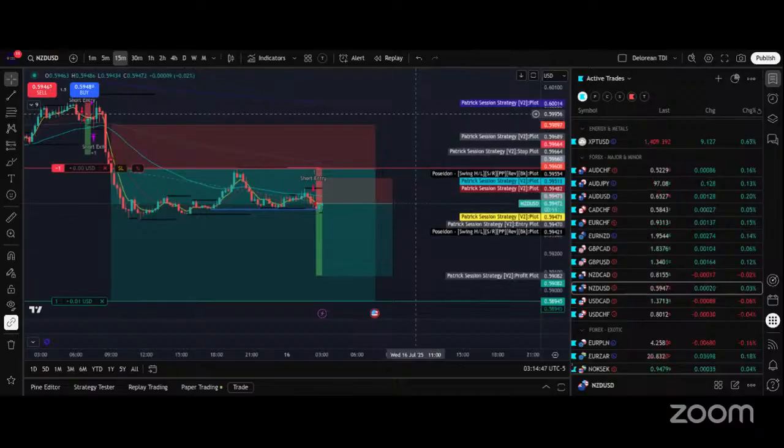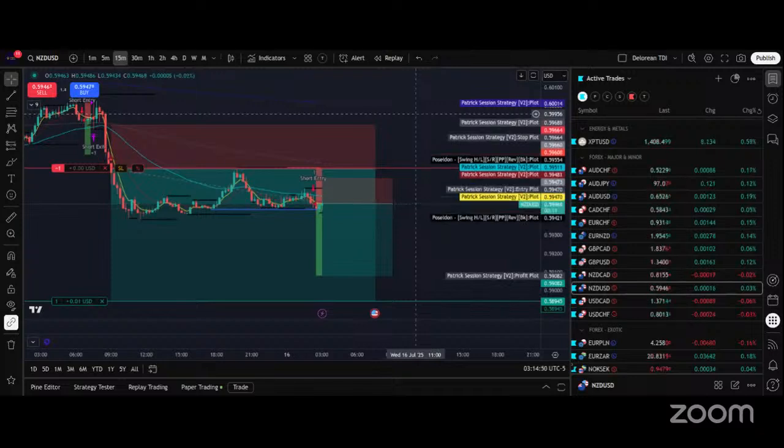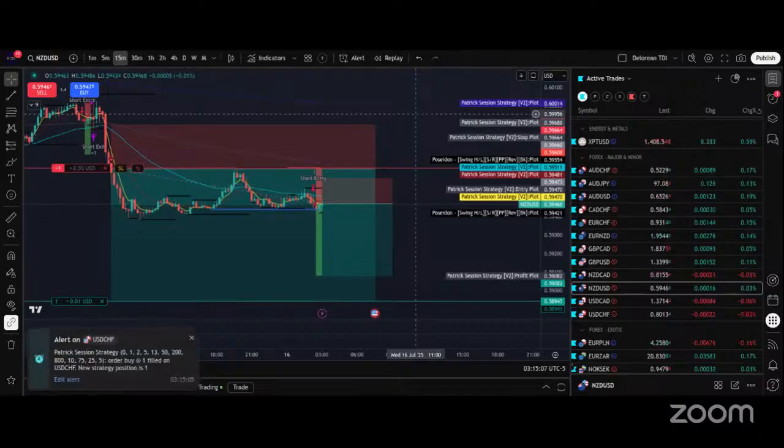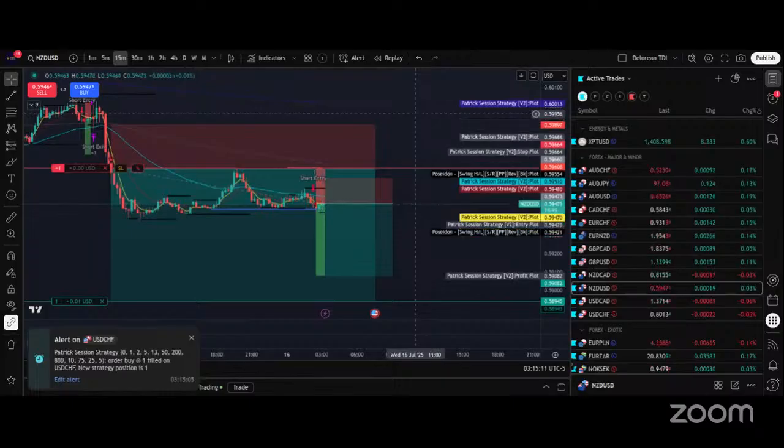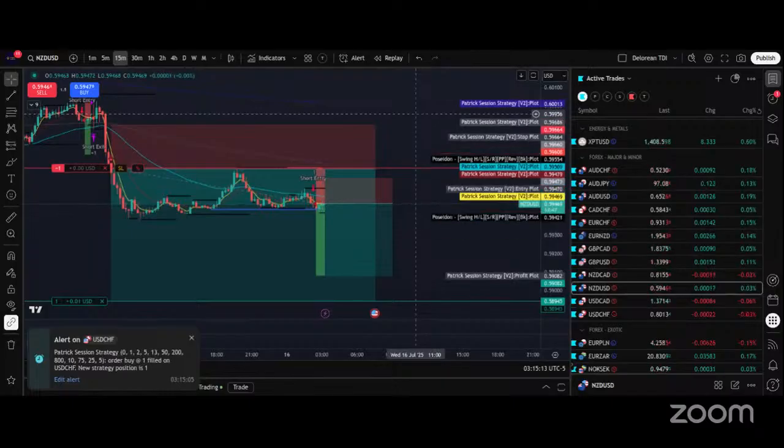A good chunk of the time, the trades come out immediate. Sometimes they take a little while. It's going through these one by one. And here we go. All right, looks like we have at least one opportunity.